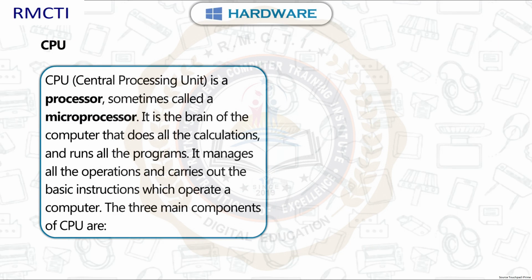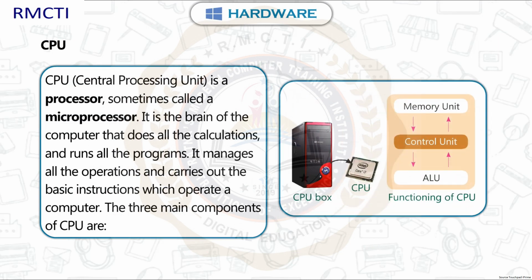CPU, Central Processing Unit, is a processor, sometimes called a microprocessor. It is the brain of the computer that does all the calculations and runs all the programs. It manages all the operations and carries out the basic instructions which operate a computer.